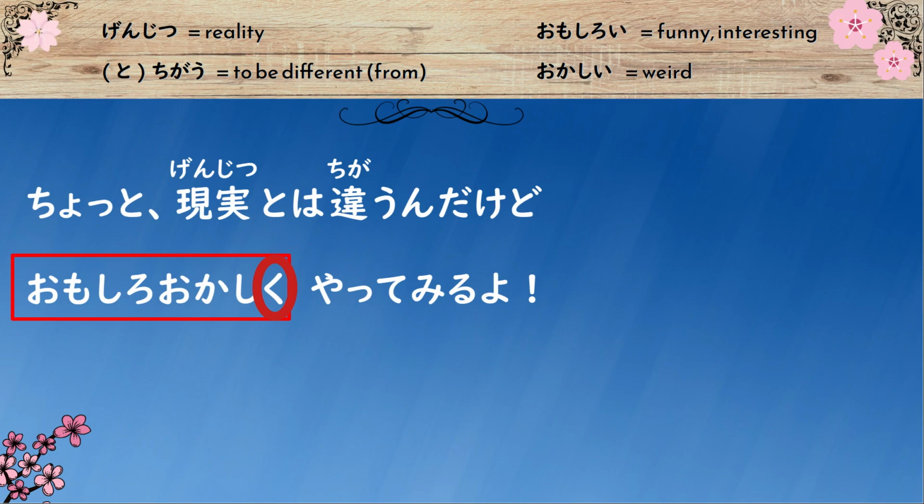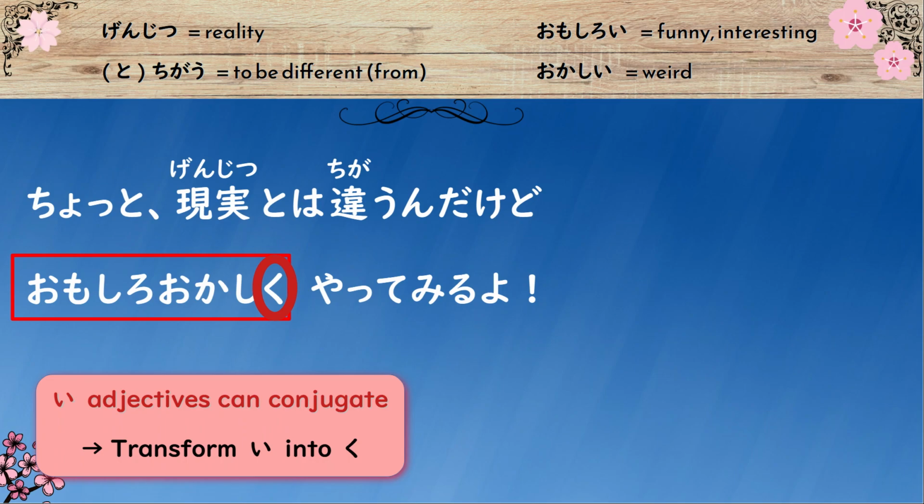But what is interesting is that it ends with ku. First, it's a thing that we should have studied much before. Adjectives can conjugate. And to conjugate them, you have to transform the final i into ku. So actually, adjectives are just like verbs. And so when you want to make a negation with an adjective, you never conjugate desu. It would be a mistake. If you want to say it's not interesting, you can't say 面白いじゃない. It doesn't work. You should say 面白くない.